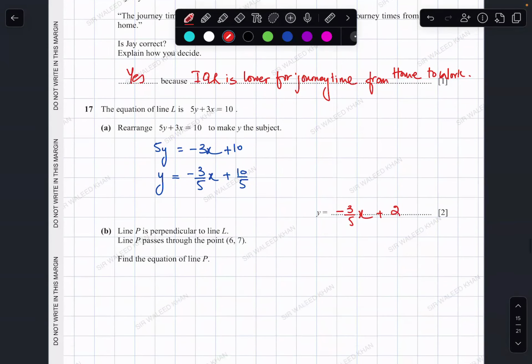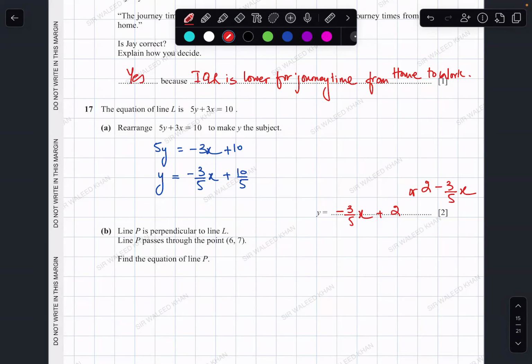Okay. Now, line P is perpendicular to line L. Line P passes, okay, for those who have written it like this, that's perfectly correct as well. Correct. Write the positive value first and the negative value. Now, over here, line P is perpendicular to L. Line P passes through the point 6, 7. Find the equation of line P.